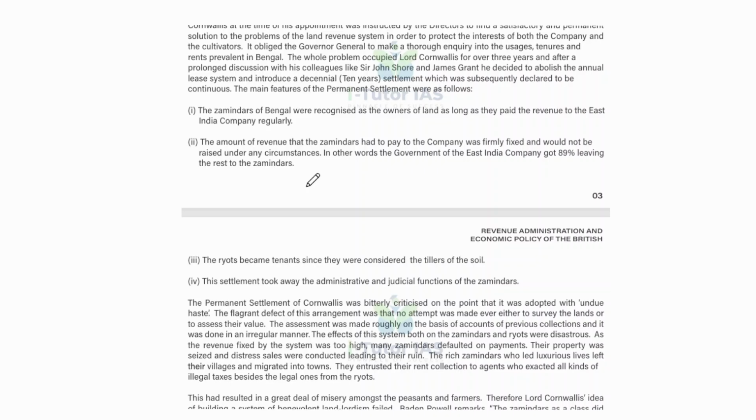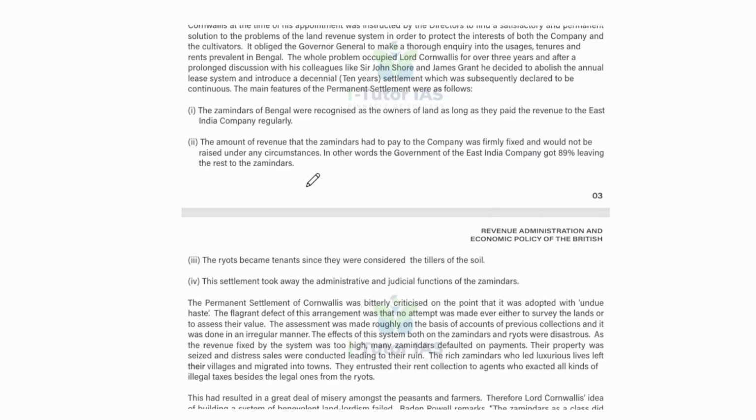And it obliged the Governor General to make a thorough inquiry into the usage, tenures and rent prevalent in Bengal. The whole problem occupied Lord Cornwallis for over 3 years, and after a prolonged discussion with his colleagues like Sir John Shore and James Grant, he decided to abolish the annual lease system and introduced a decennial, that is 10-year settlement, which was subsequently declared to be continuous.